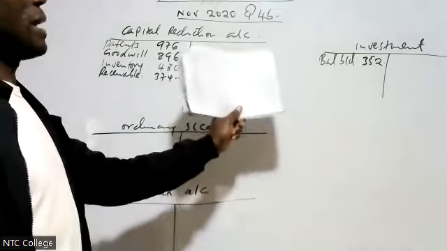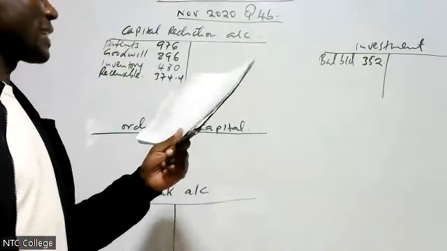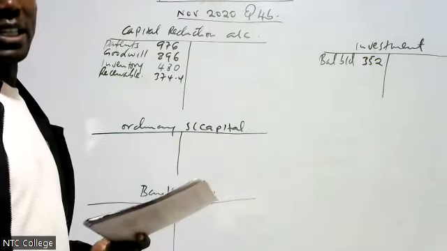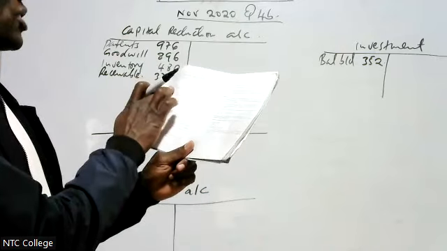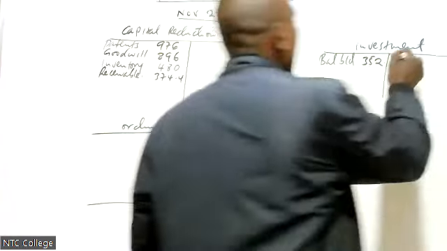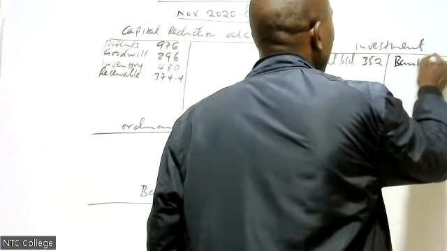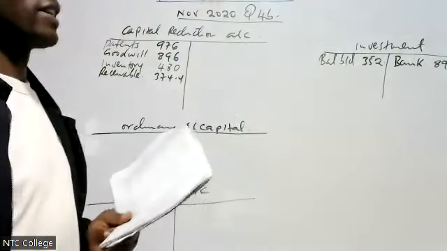Therefore, investment balance brought down is 352. Then the examiner is telling us that we sold it at a market price. What is the market price? When you check investment in the balance sheet, market value was 896. Therefore, bank, we received 896. That is what we sold this investment for.